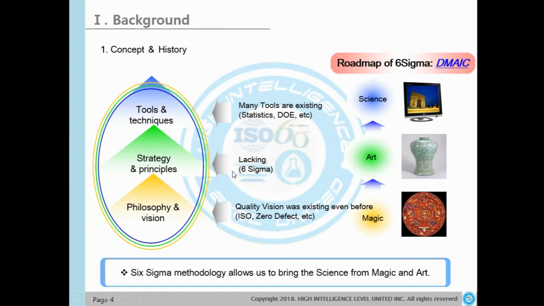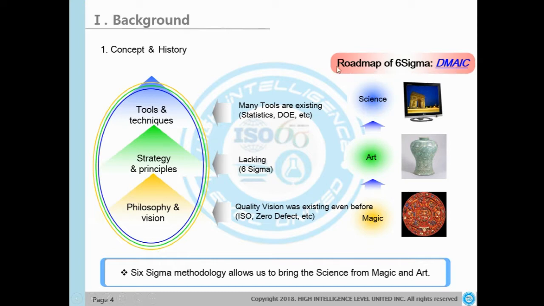And at that time there are a lot of methodologies that occur and develop and still lacking some. Finally, it's developed a lot of high-level methodologies together with statistics and DOE, etc. So that is science level. And Six Sigma methodology allows us to bring the science from magic and art. Let's see.